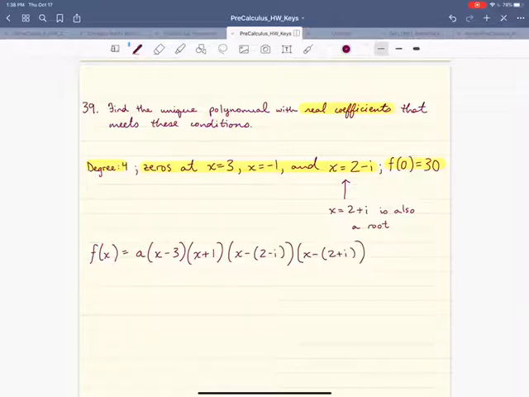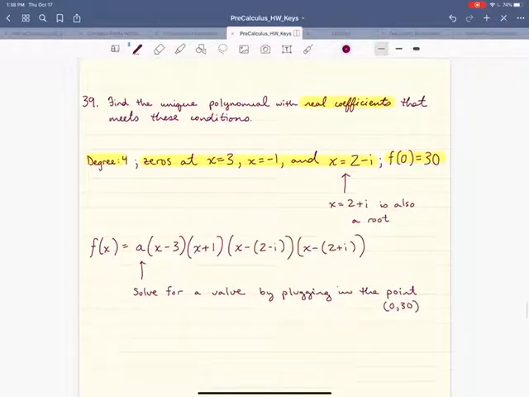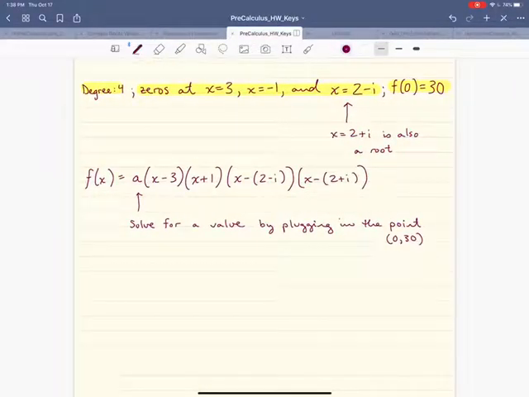And then we also know that f of 0 equals 30. Well, that allows us to solve for the a value here. So I'm going to solve for a value by plugging in the point (0, 30). So we're going to replace f of x with 30 because we're plugging in 0 for x. And then we're going to replace all of the x values with 0.